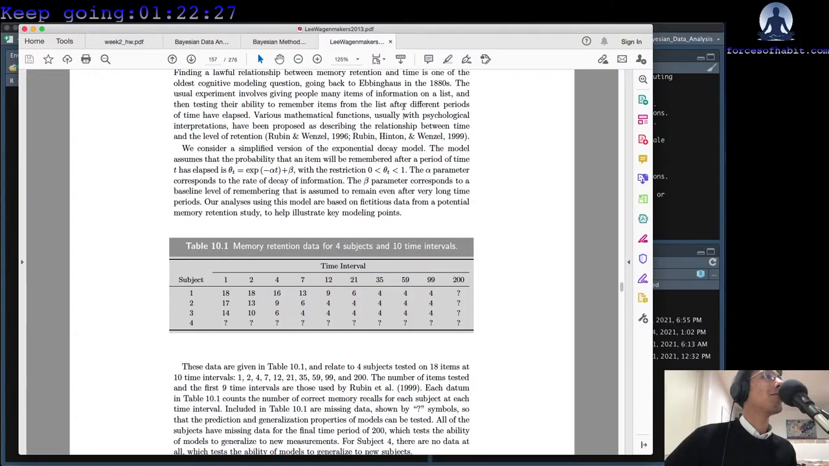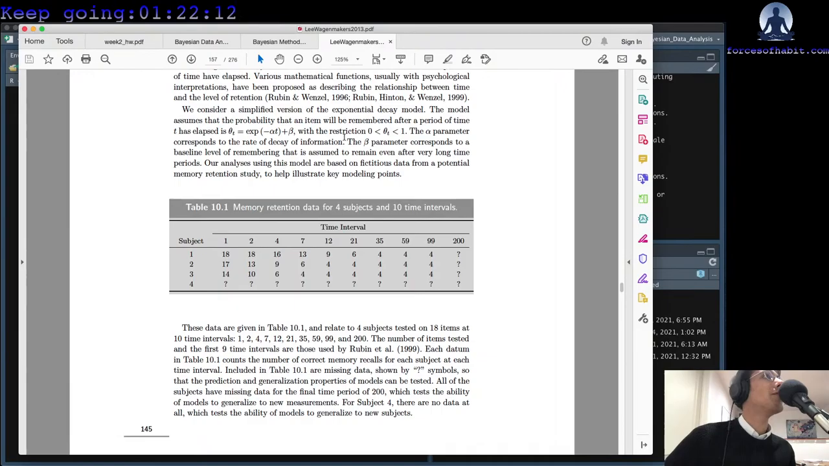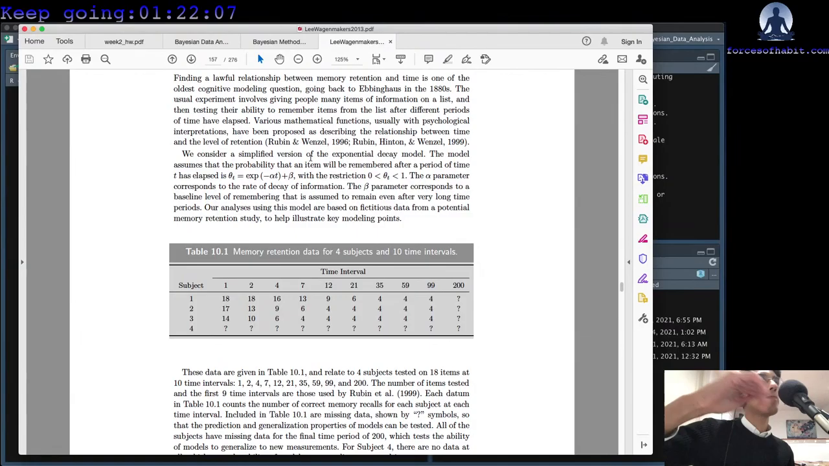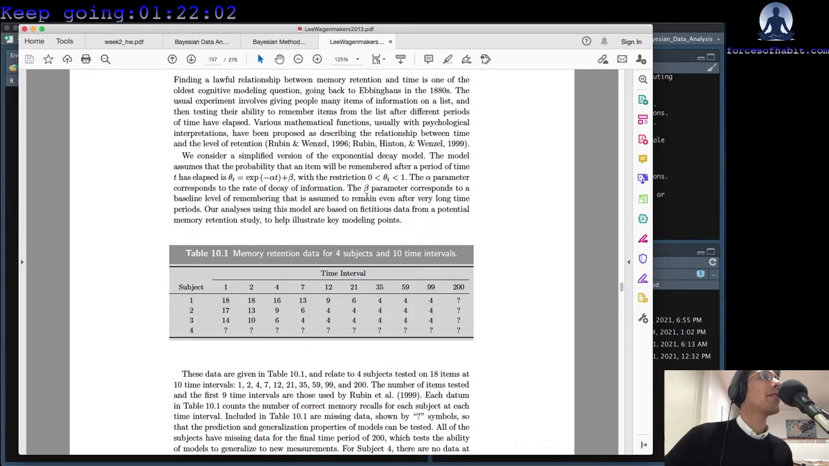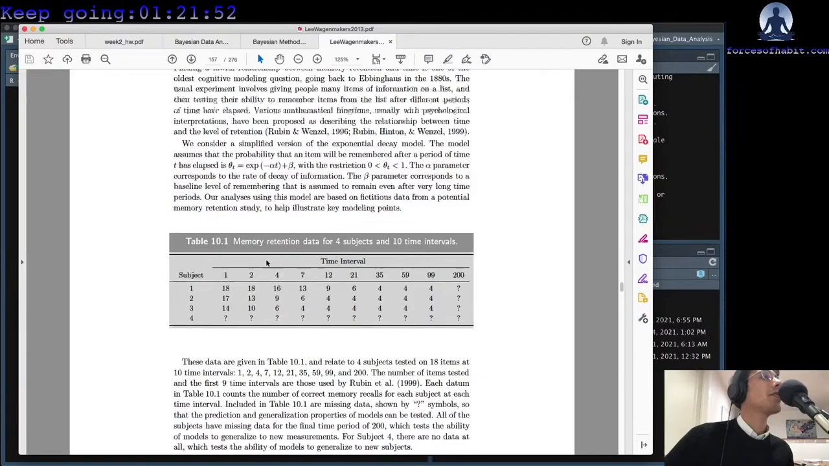So the common experiments then, and then we have mathematical. It describes the common experiments here, in which people list items and test their ability to remember items. And then people have described various mathematical functions in order to understand the relationships between time, so the decay of memory, and retention. So time and retention. We have an exponential decay model, a very simplified model we can start with. It looks like we will start with the exponential decay model here.